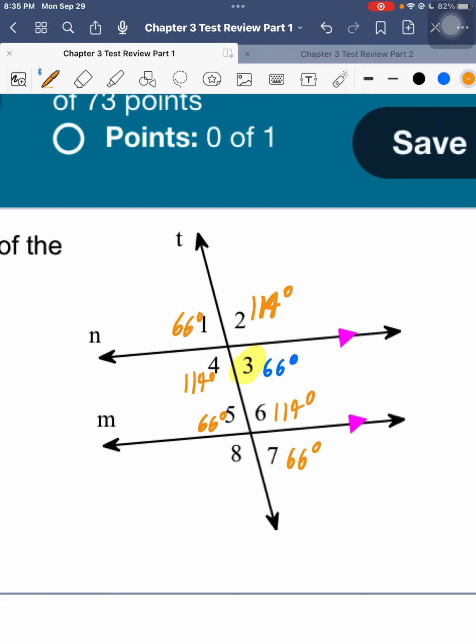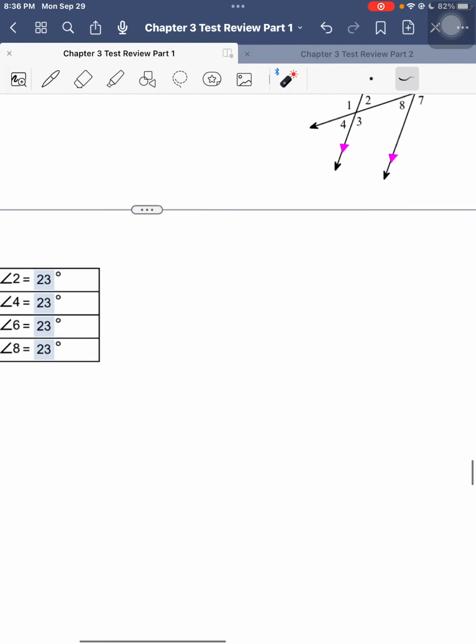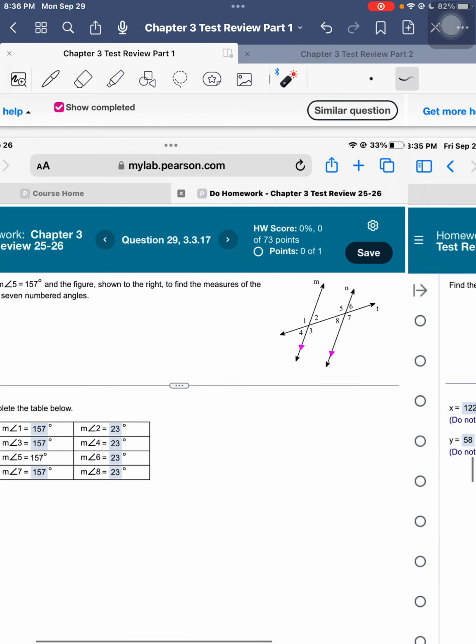Okay? And now, 3 and 8 is a little bit special because 3 and 8 don't have a relationship that you can go directly from there. So I can't use 3. So I'm going to use the fact that 6 and 8 are vertical angles. So I can say that 8 is 114 because of the angle 6 and vertical angles theorem.